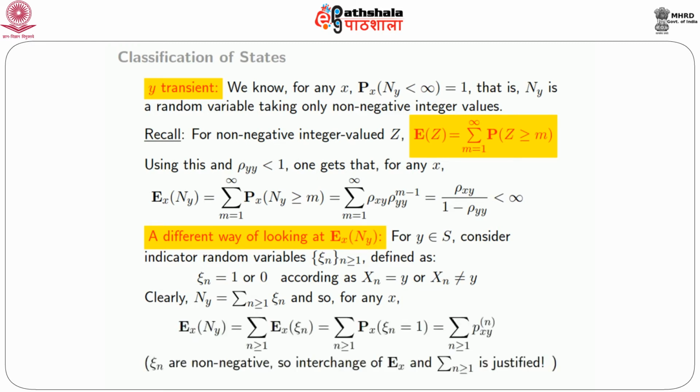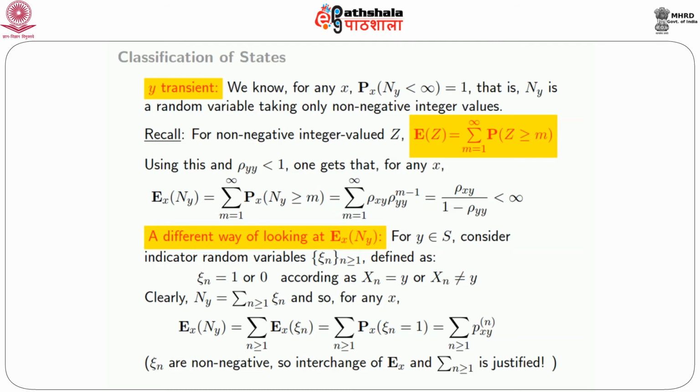And therefore, for any x, if I want to take the expected value of N_y, that is equal to the sum over n of the expected value E_x of ξ_n. But ξ_n is an indicator random variable, so its expected value is the probability of that event, and that is simply p_xy^(n). Now of course there is one issue here that we should not ignore. In the very first equality, I interchanged E_x and the sum, brought the expected value inside the sum, and whenever you do this it needs to be justified. Here it is justified because the summands, the random variables ξ_n, are all non-negative.